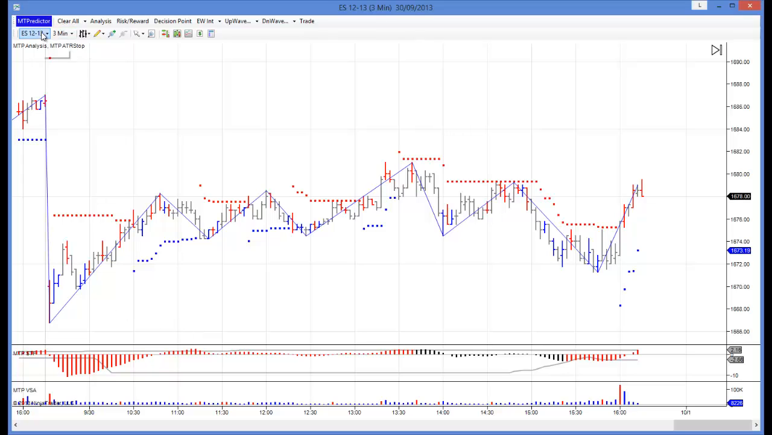This is a 3-minute chart of the ES. You can see the market basically went sideways. There were no automatic setups at all here, so a very quiet day on the ES.